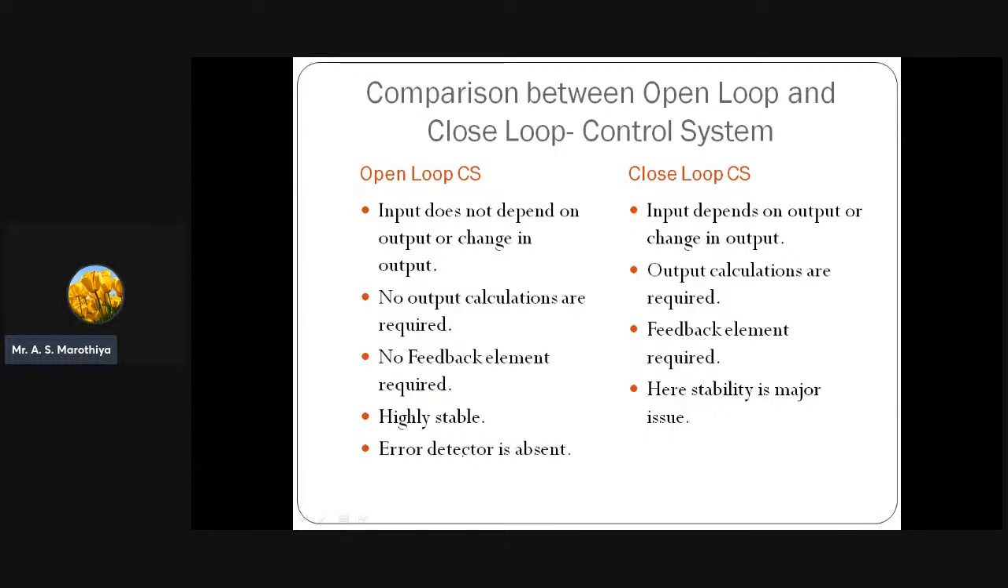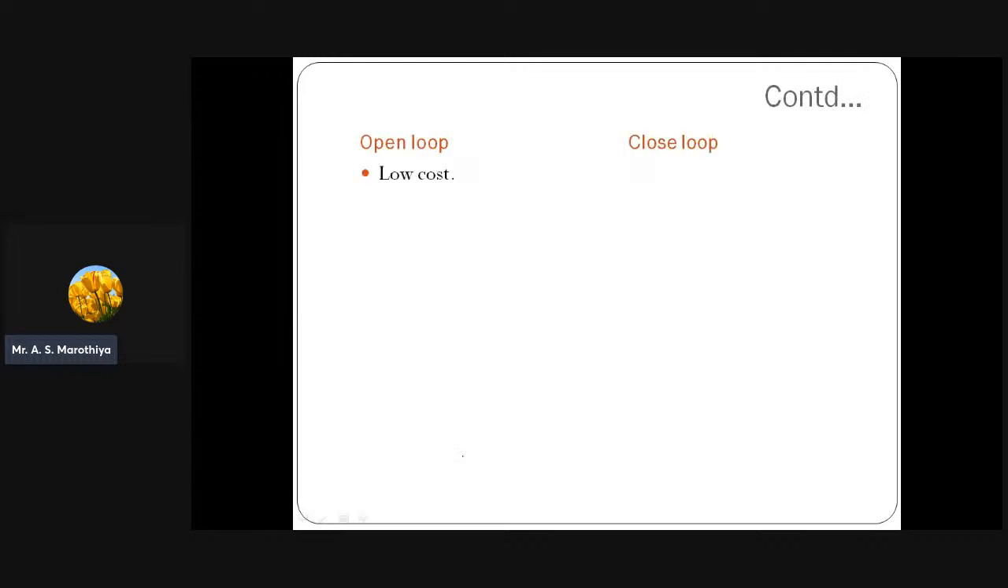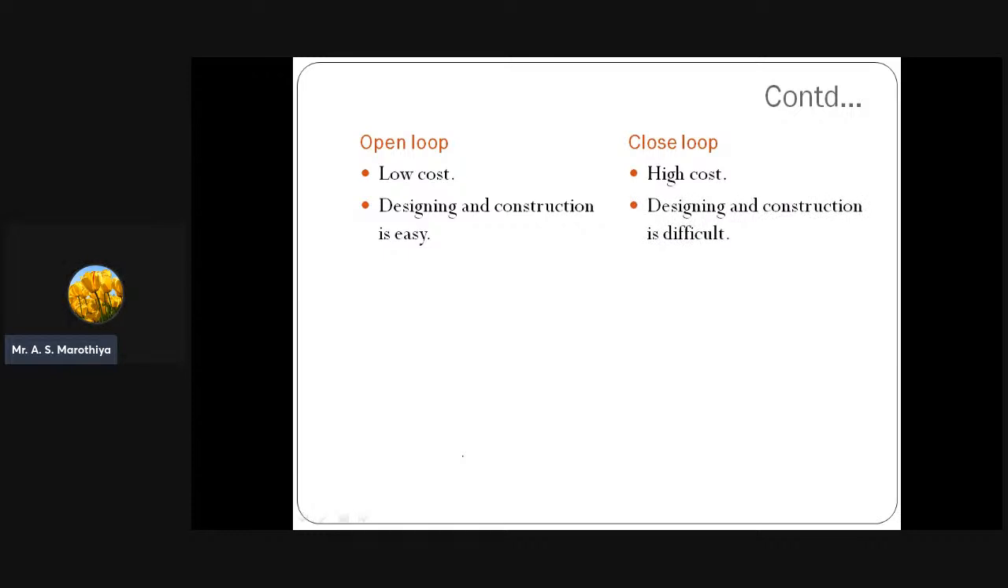Error detector is completely absent in case of open loop control system. Here, error detectors are present in closed loop control system. And cost is low because the system is not so complicated. Here, cost is high. Designing and construction are easy as far as open loop systems are concerned, but as far as closed loop control systems are concerned, their designing and construction are complicated and difficult. Maintenance is low, here maintenance is high.